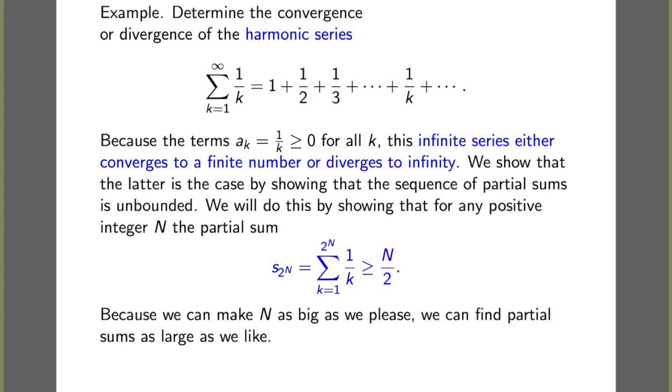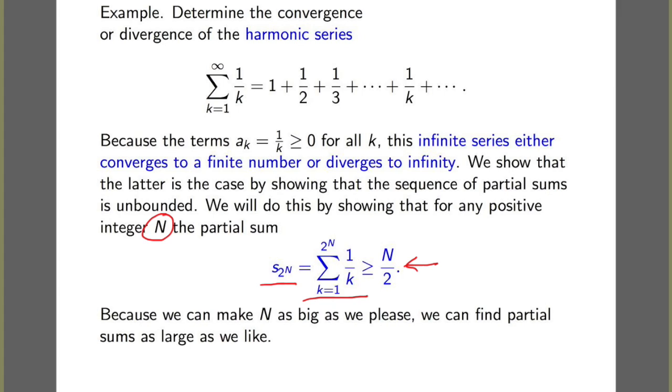So we're going to take the following approach. For a large integer n, we're going to consider the partial sum s sub 2 to the n, and that partial sum is given by the sum as k runs from 1 to 2 to the n of 1 over k. We'll show that partial sum is at least as big as n over 2. Now, the idea here is this.